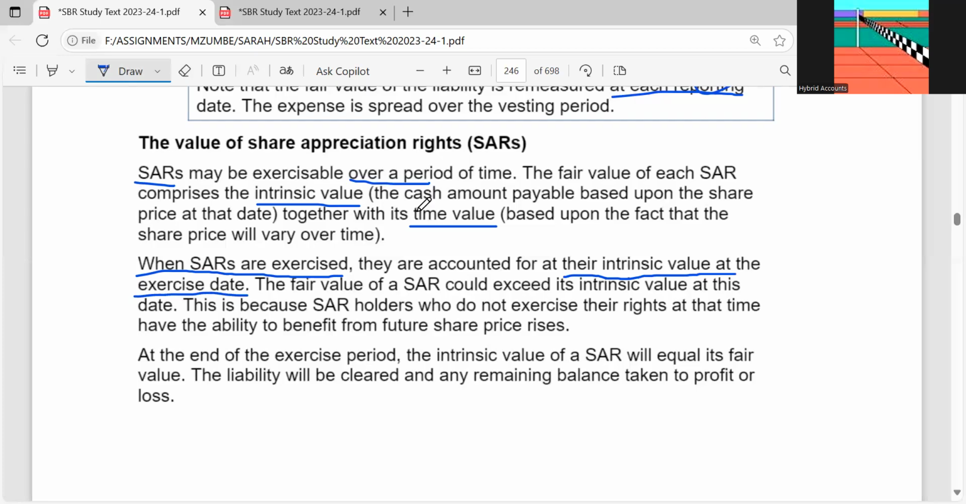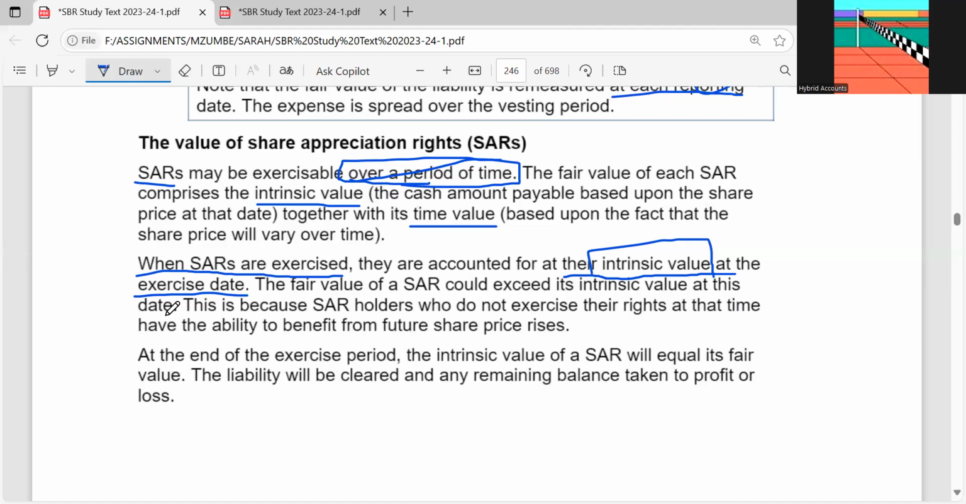Because the exercise happens over a period of time, it will depend at what point you exercise them, right? So depending on your date of exercise, you would look at the intrinsic value at that date and then do the exercise. Whenever you exercise, you look at the intrinsic value at the particular date and you finish up with the double entries, right? Here you're told the fair value of the share appreciation rights could exceed its intrinsic value at this date.